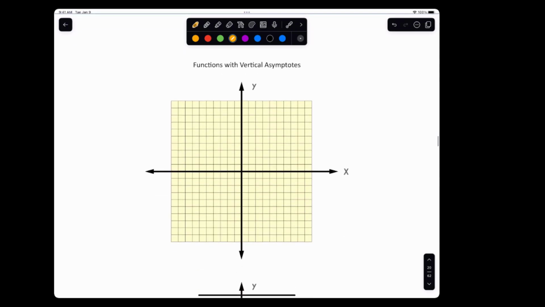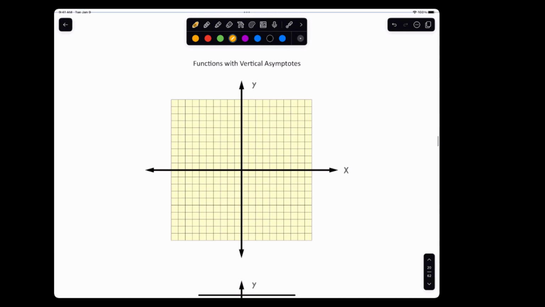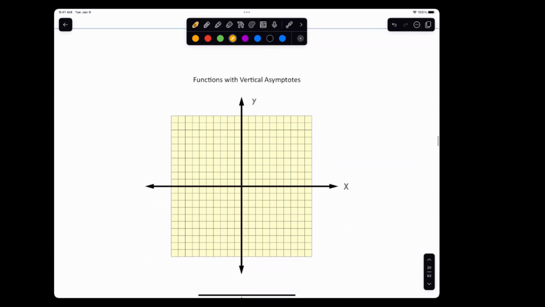Really nice. But now, what am I talking about here? Are there any functions that have reciprocals? Sorry, I'm thinking of the trig. What kind of functions have vertical asymptotes? Do you guys know?